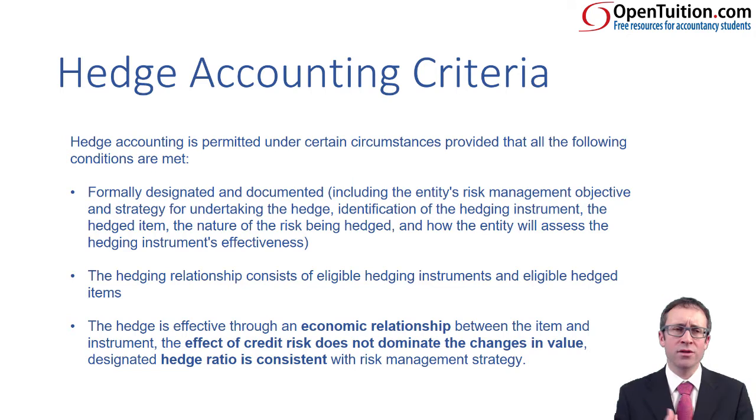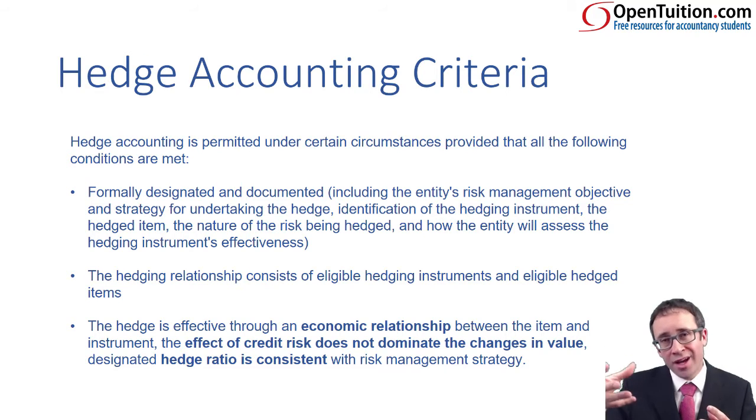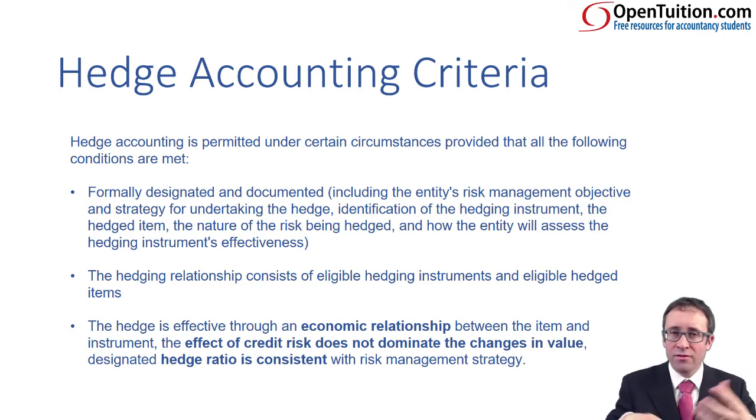The one at the bottom, I think, is probably the most important. It starts talking about effectiveness. Under the old standard, there used to be specific rules about the level of effectiveness and specific percentages about how effective a hedge had to be to do hedge accounting. That no longer exists under IFRS 9. We just need to see that there is some form of effectiveness, and that effectiveness is arising from some form of economic relationship between the two. So that if there is a change in the item, that change in the item, if you like, drives the change in the instrument, and vice versa. So there is an economic link between the two.